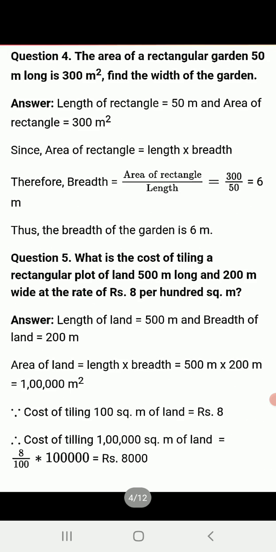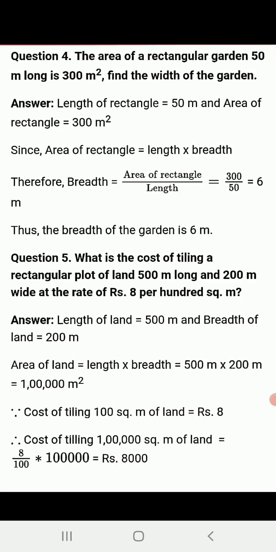Question number 4. The area of a rectangular garden 50 meter long is 300 meter square. Find the width of the garden. So here they have given the length of the rectangle, and the area of the rectangle is also given. Till now we were finding the area. Here area is given, length is also given. We need to find the breadth.